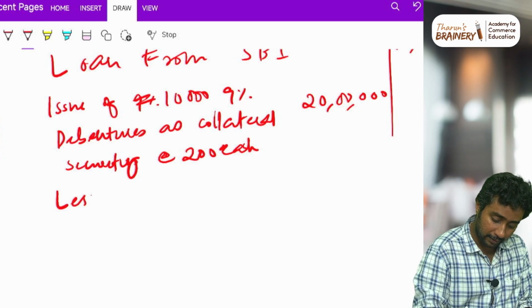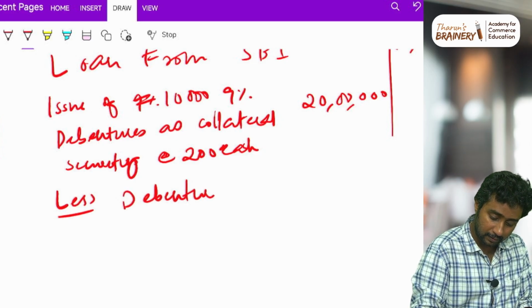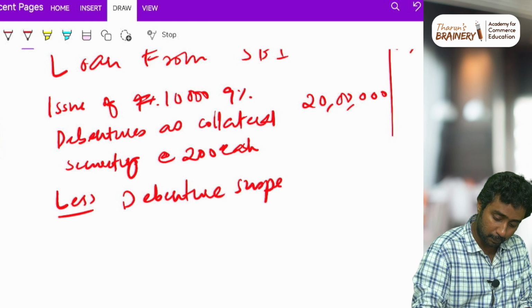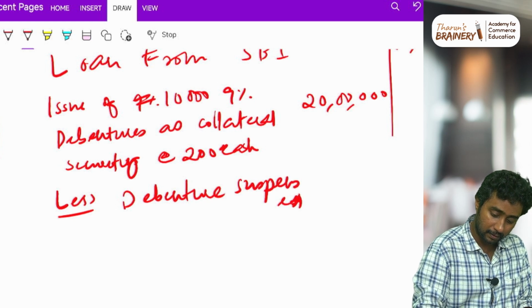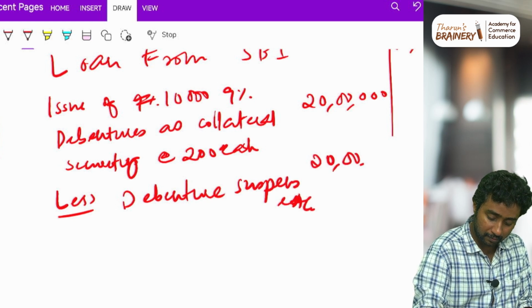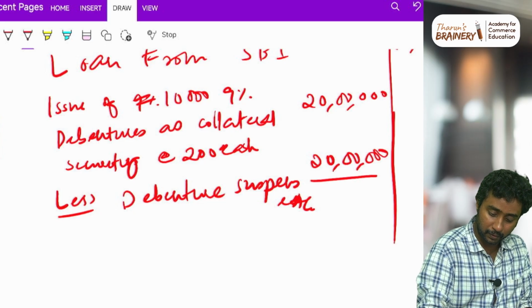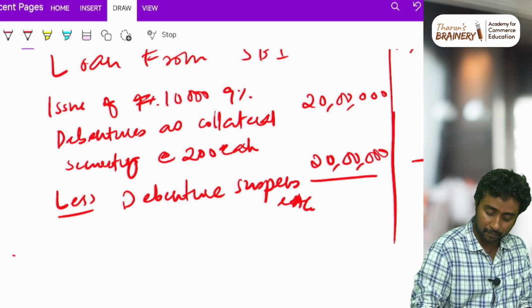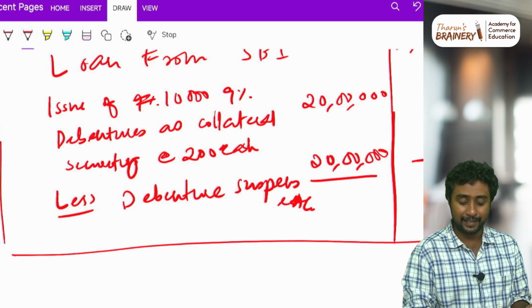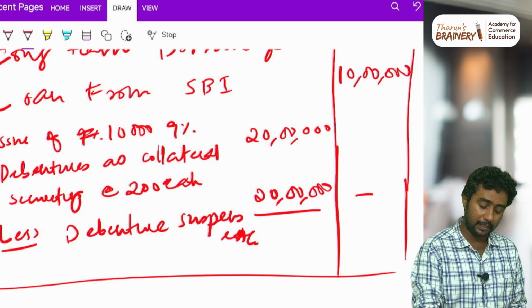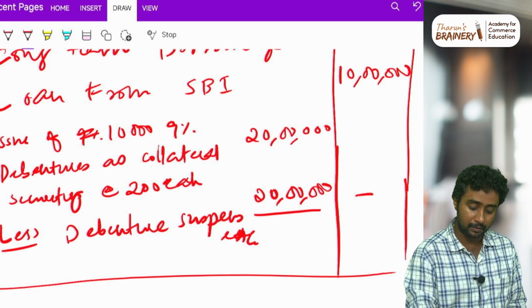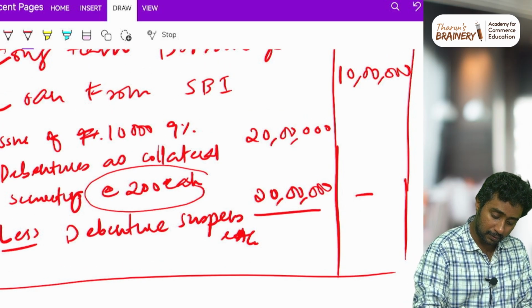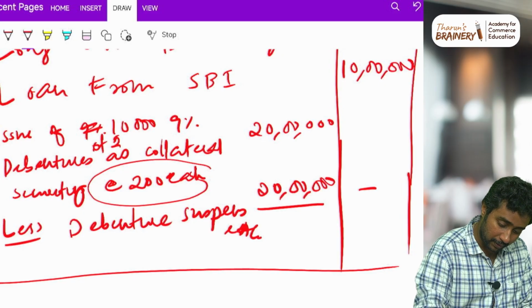Then we will write: less debenture suspense account. The same 20 lakhs we will be writing here, and we will be showing nil in the amount column. I will explain why we are doing this. Instead of writing issue of 10,000 9% debentures at the rate of 200 each, you can just mention rupees 200 each here itself. That is the proper way.